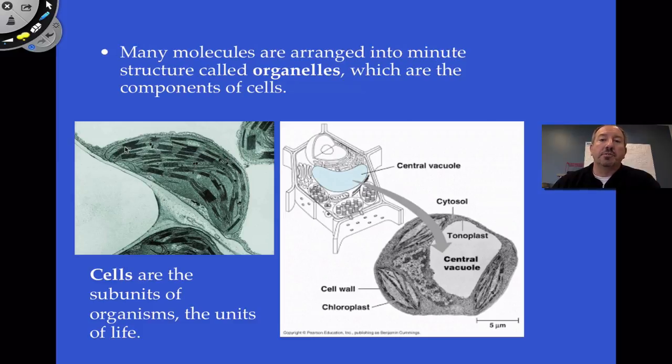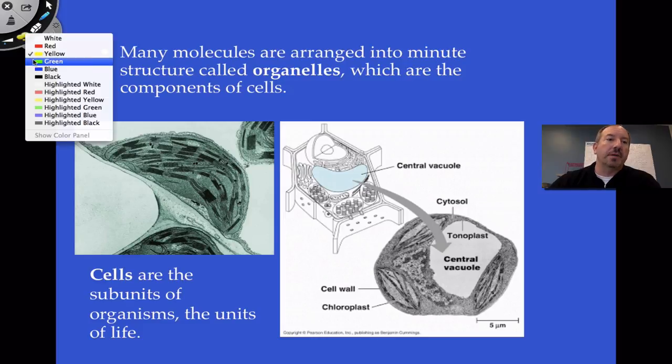And this happens to be a transmission electron micrograph of a chloroplast, which is where chlorophyll is housed. So this darker region right in here is where chlorophyll is. We'll be studying the chloroplast in detail later. And organelles are part of a cell. Like, here's a picture of a plant cell. Here's a chloroplast, here's a chloroplast, here's a chloroplast.